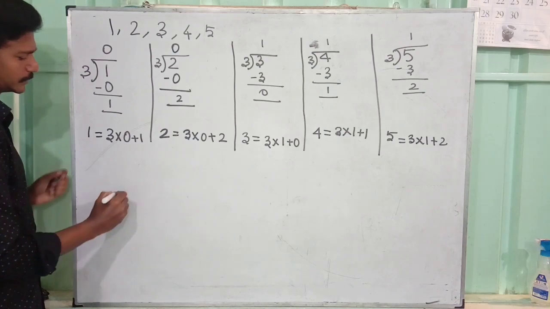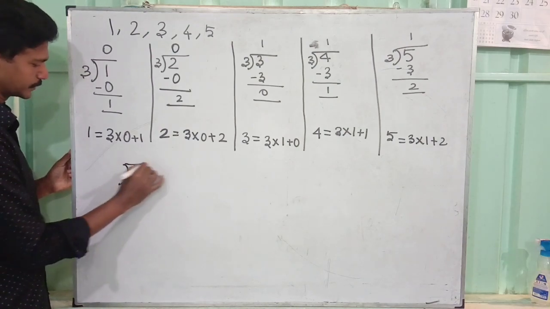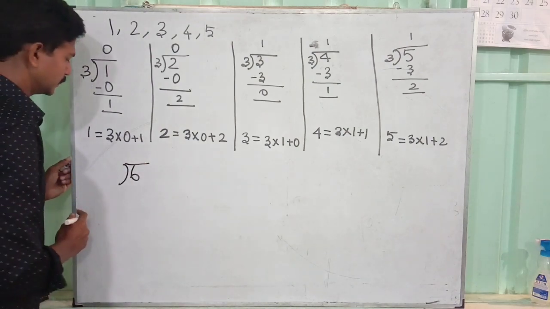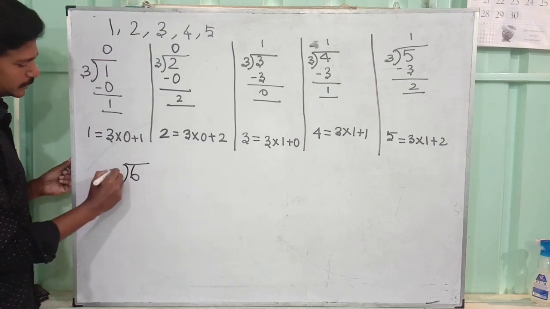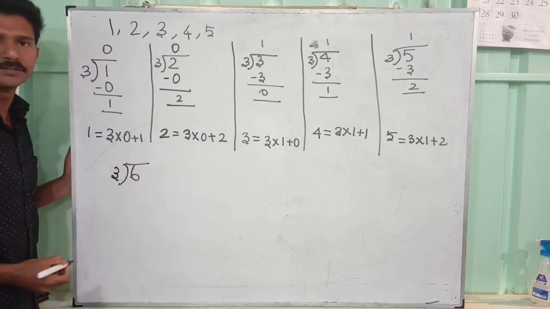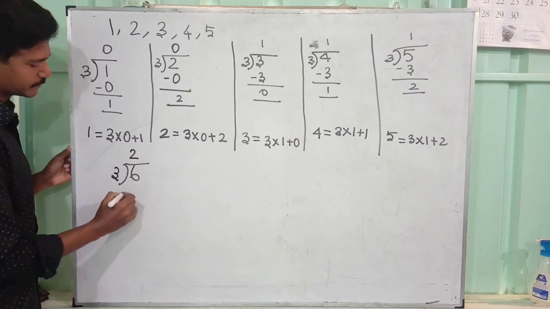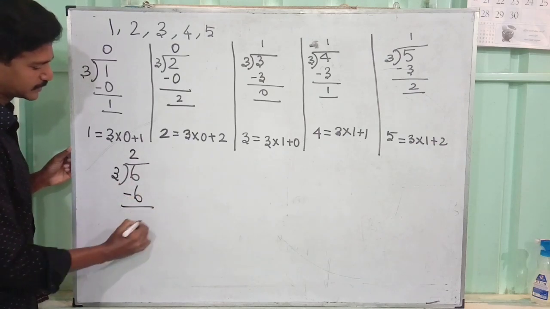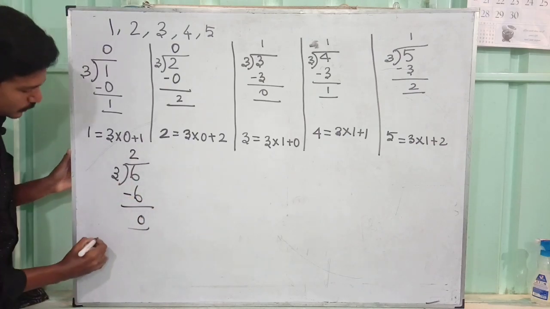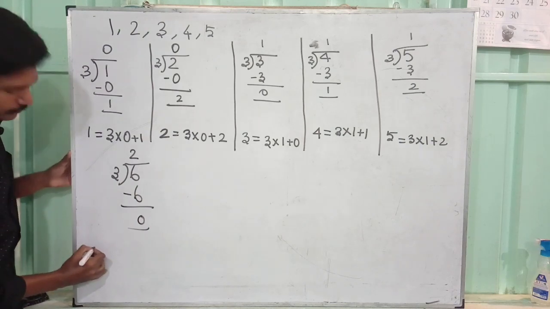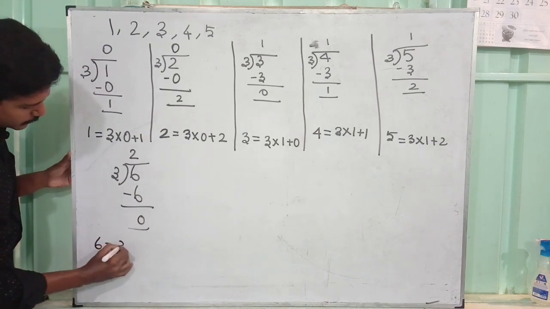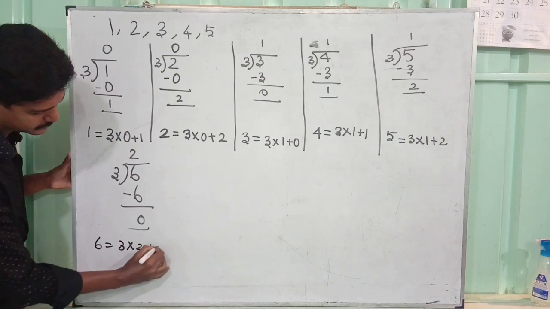One more number we can take, that is number 6. If you divide 6 by 3, it goes 2 times, 2 times 3 is 6. When we subtract, the remainder is 0. In Euclid's division lemma format, 6 is equal to 3 into 2 plus 0.